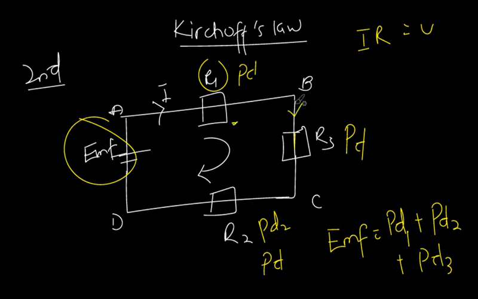Then the current that will pass through here, we multiply that current with resistor 3, then we get the potential difference on resistor 3. The same way, the current that will pass through this resistor 2, we multiply the current and the resistance of this resistor 2, then we get the potential difference 2. So once we add all these potential differences, we should get the EMF of the cell.